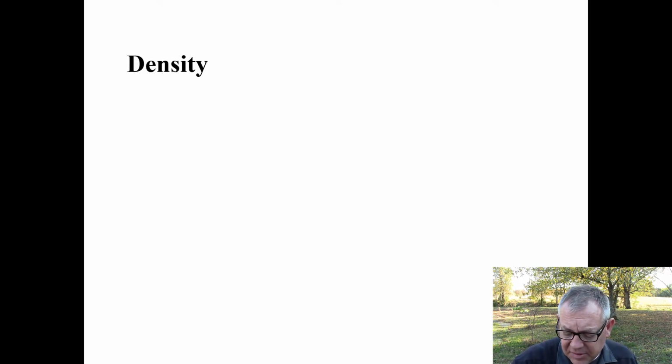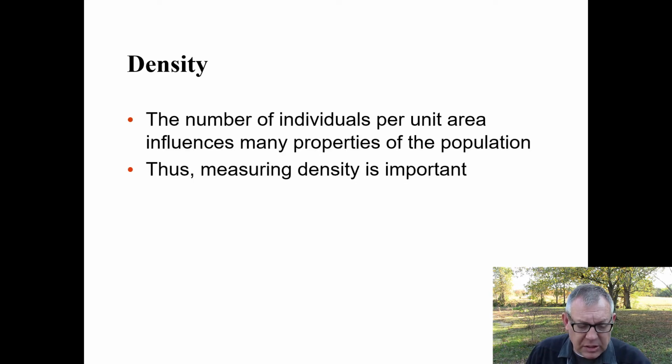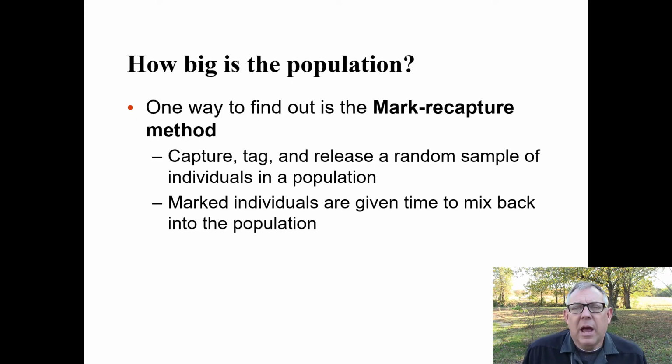So let's start by talking about density. And that's just the number of organisms per unit area. And so the size, the number of organisms, is only part of that, right? It's the number of organisms per unit area, how closely packed organisms are. And this is something that influences a lot in a population. So it's one of the first things that we want to study. Measuring density is important. Knowing how many organisms you have in a unit area is something that, as ecologists, we spend a lot of time doing. Lots of ways we could do this.